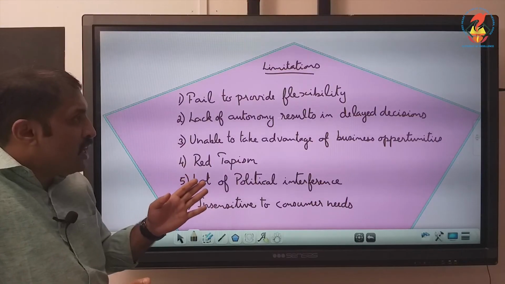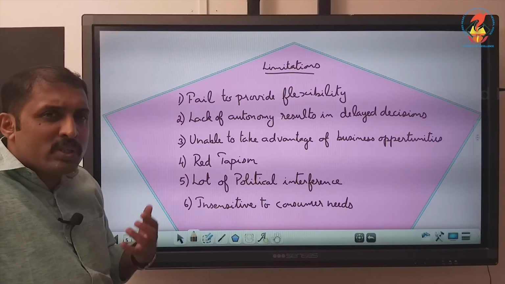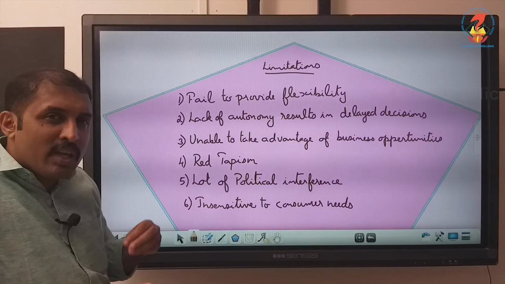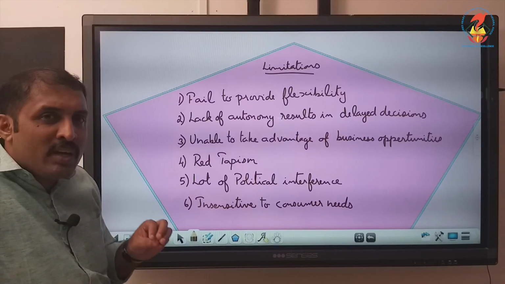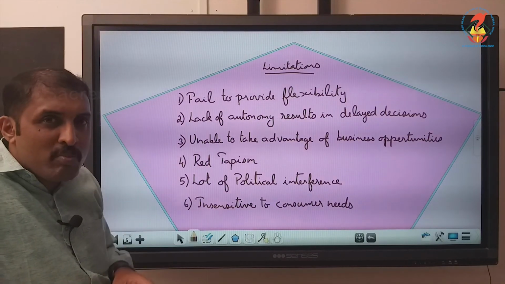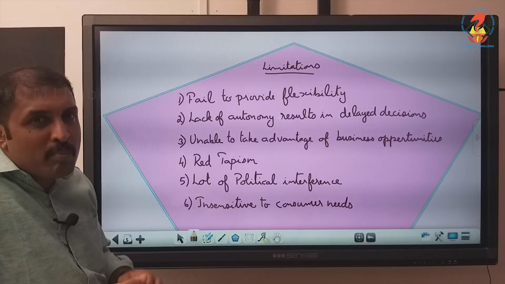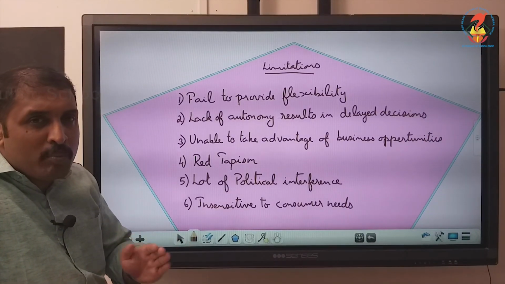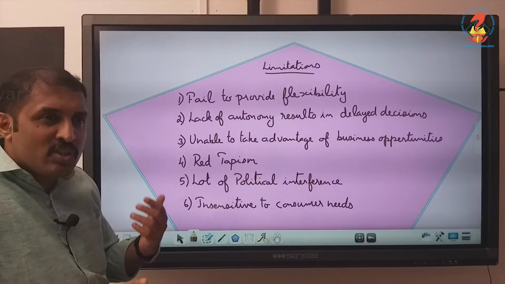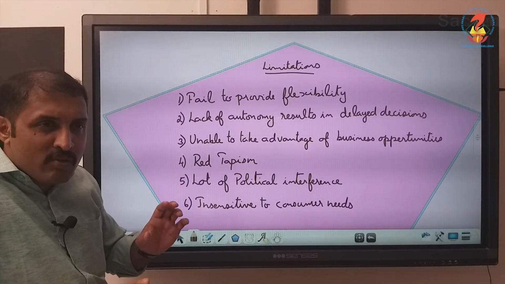It is unable to take advantage of business opportunity because most of the persons who are into politics are overcautious. They find some fault or other with everything. So many times bureaucrats, when they are overcautious, cannot utilize opportunities properly. When changes are to be made, many times it is not possible. Red tapeism means they have to compulsorily follow the proper path. If it is not through the proper path, decision making and activities will be delayed. Red tapeism means procedures have to be compulsorily followed.